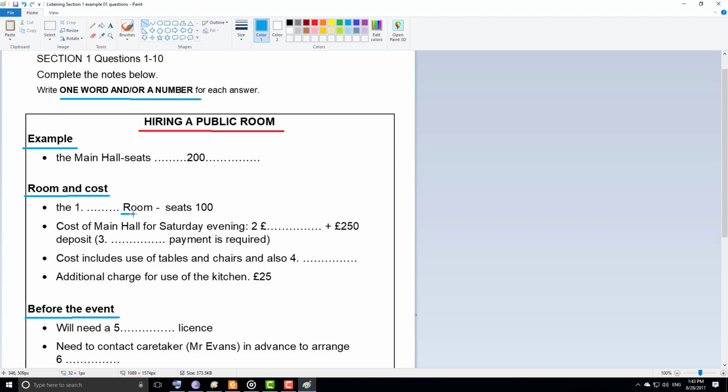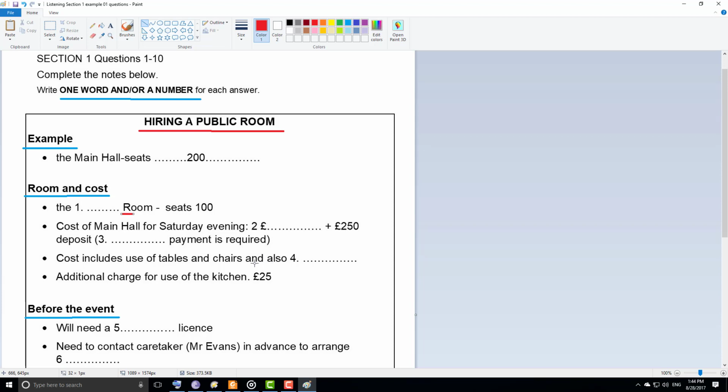So let's have a look at what's going on here in question 1, for example. Here we will see that this R in Room is capitalized. So what does that tell you? That tells you this is probably going to be a name, since names are capitalized. For question number 2, well, that's pretty easy. We see the pound sign, so this is probably going to be a number. Number 3, some kind of payment is required. Well, how do people pay for things? Either cash, credit card, something like that.